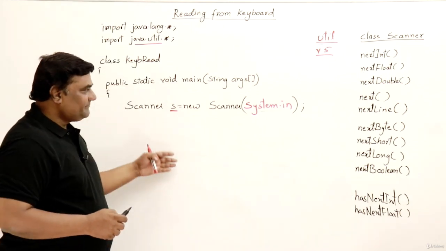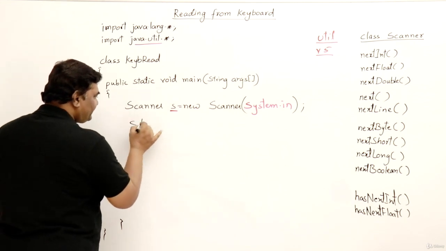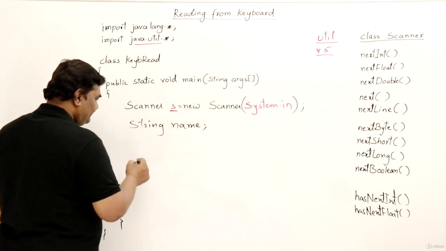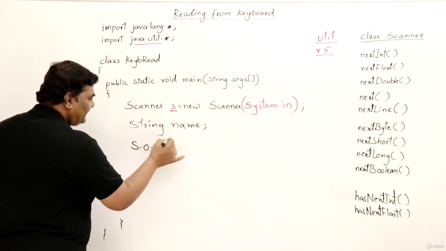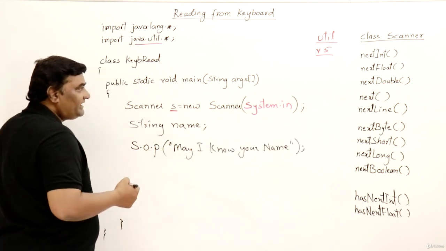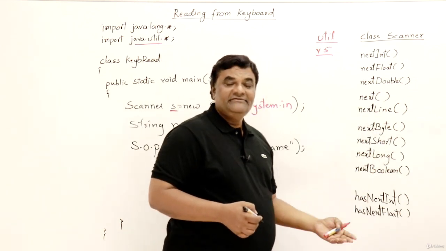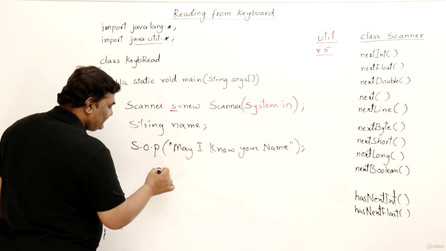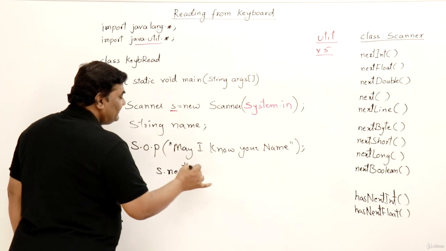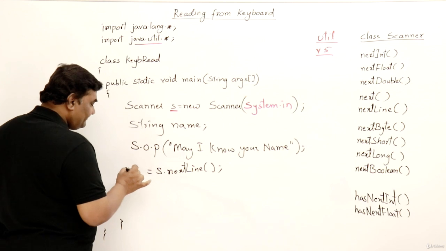Now here I will write the statements for reading the name of a person and giving a welcome message. For that I should read a string, so I should declare a variable of type String and let us call the variable name. Now here System.out.println, may I know your name? Now after giving a message I want to read. A name may be of more than one word, so let us use nextLine for reading a string. S is an object of Scanner, so from S we are reading it. So say nextLine. This will read a line. And that string, let us assign it to this variable name.